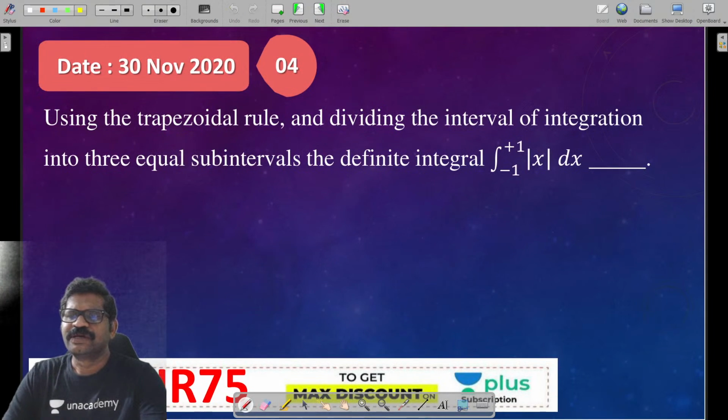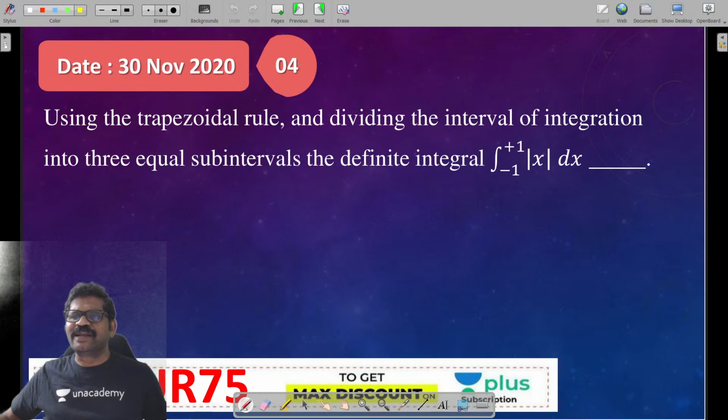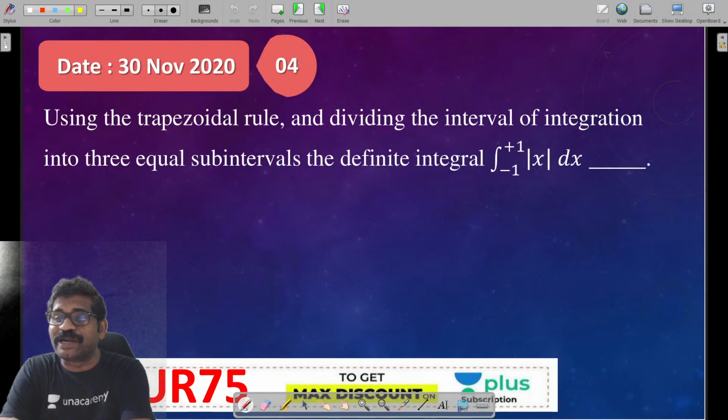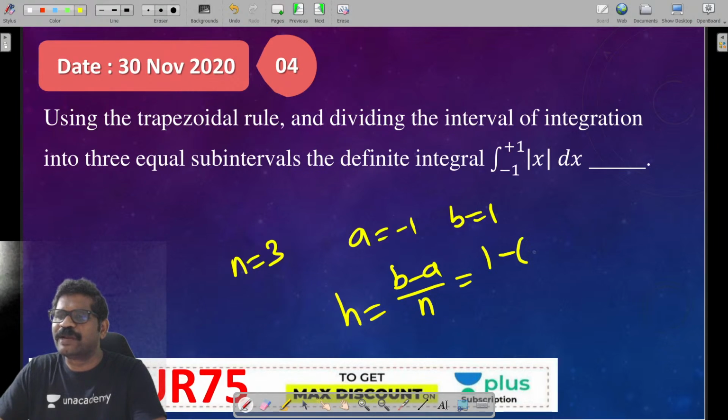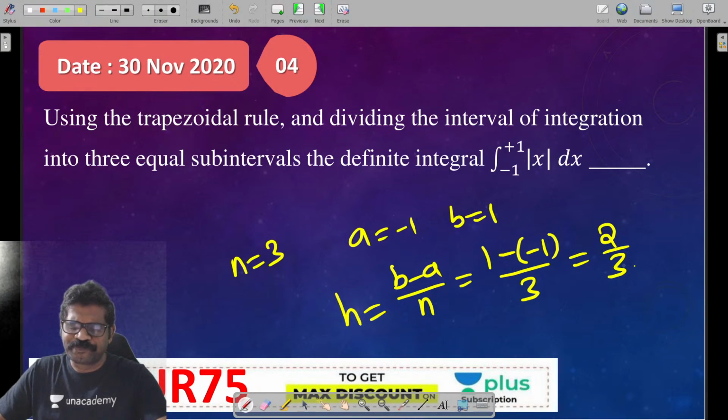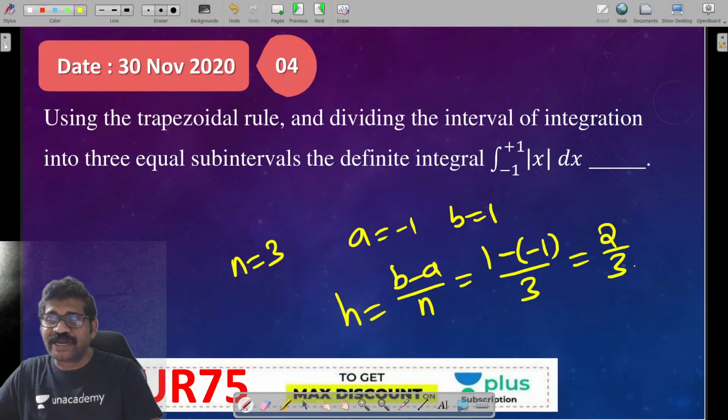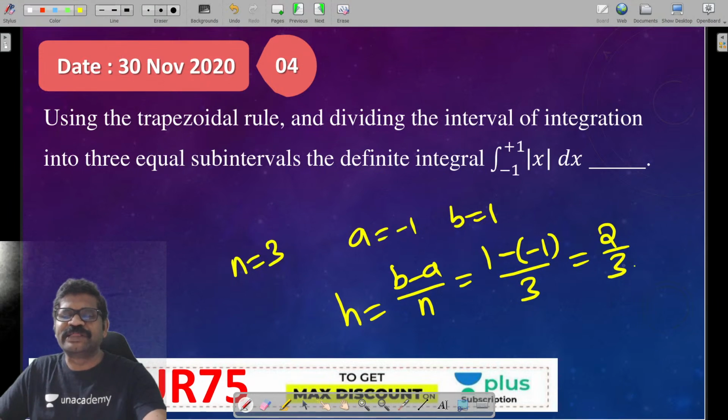Next problem. Using trapezoidal rule, dividing the interval of integration into 3 equal subintervals. When you are dividing into 3 equal subintervals, it means 4 points you have to take. 3 equal subintervals means number of subintervals is 3. A value minus 1, B value 1. Therefore, h is equal to b minus a by n, 1 minus of minus 1 by 3, so 2 by 3. Interval is 3 subintervals. That's why step size you have to maintain 2 by 3.